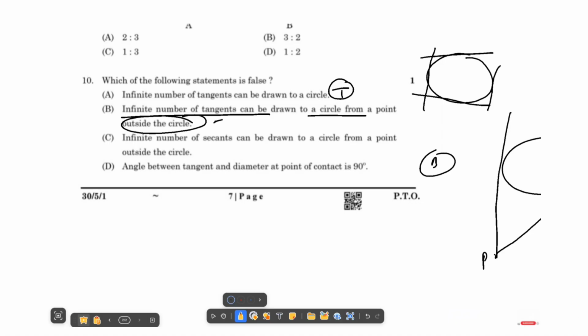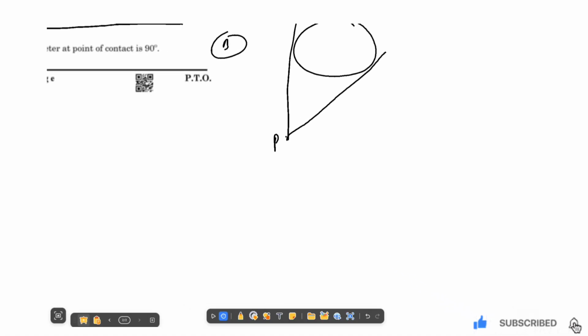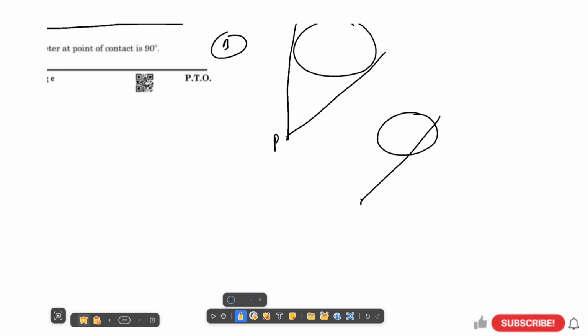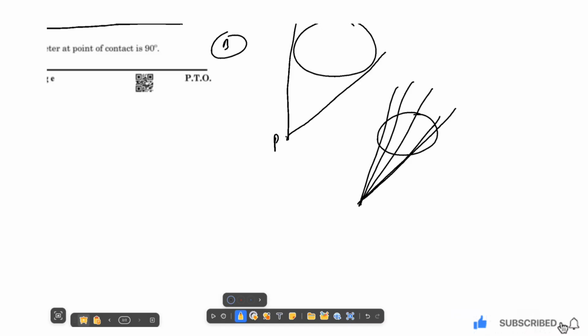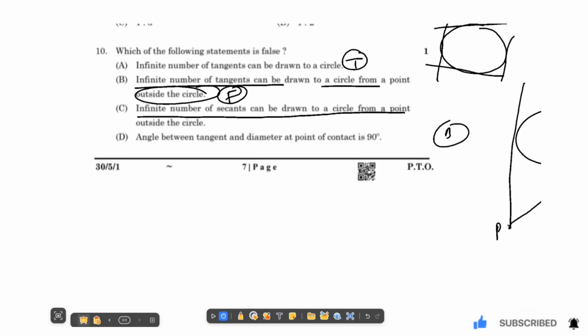So this is false. Next, infinite number of secants can be drawn to a circle from a point outside the circle. From a point outside the circle, we can draw infinite number of secants. Secants means lines that touch the circle at 2 points. So from a point, we can draw infinite number of secants. So these are all secants that touch the circle at 2 points. So option C is also true. Already we got option B as the answer, but anyhow, let's check options C and D also.